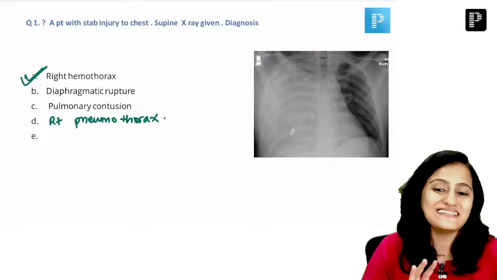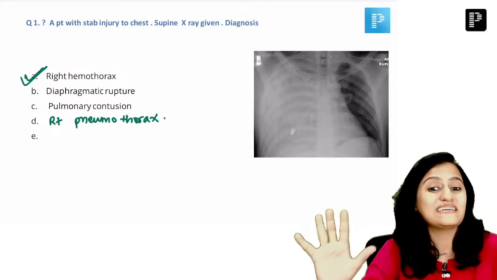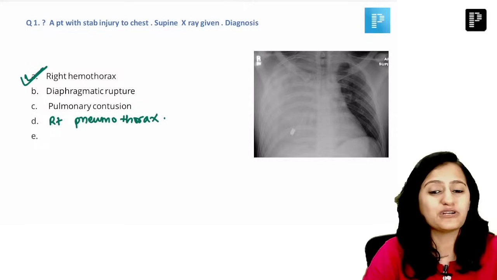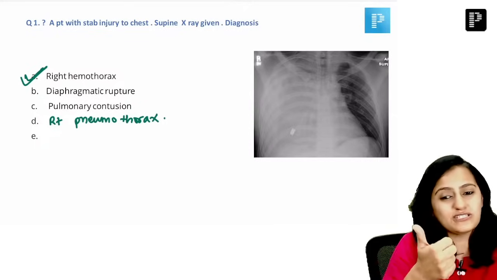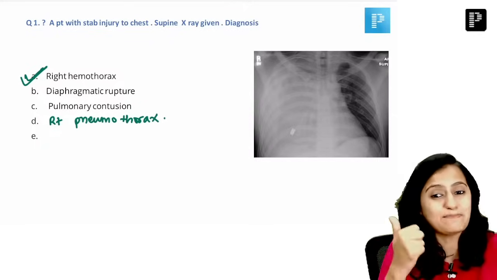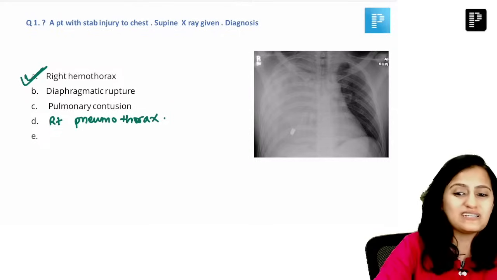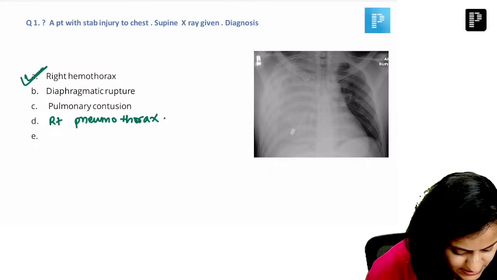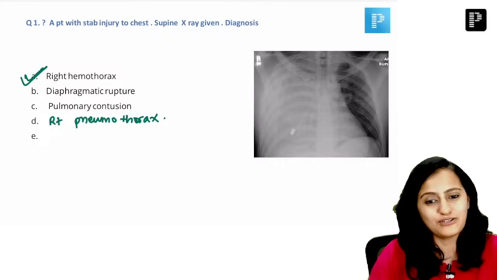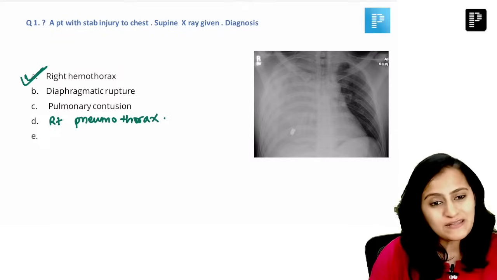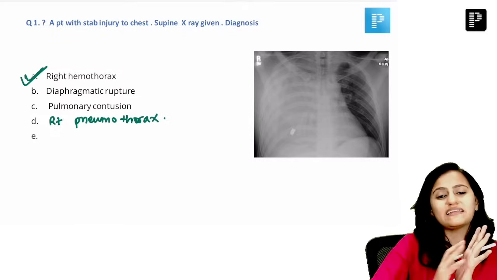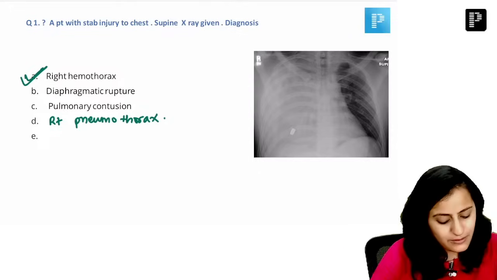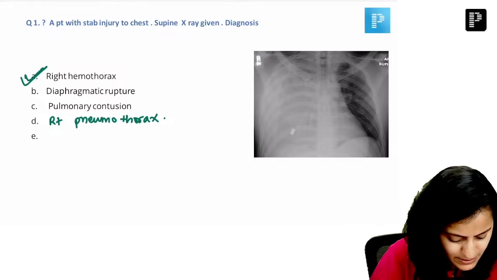I hope all of you at least know that pleural effusion causes white out hemithorax, right? So if not all of this concept, at least you could have thought that it is a white out. So causes of white out hemithorax, you have collapse, consolidation, pleural effusion. Pleural effusion in this patient of trauma is hemothorax. So this is going to be hemothorax for sure. The test here was basically of the concept that in a supine x-ray, the blood will spread along the entire hemithorax and give that white appearance.